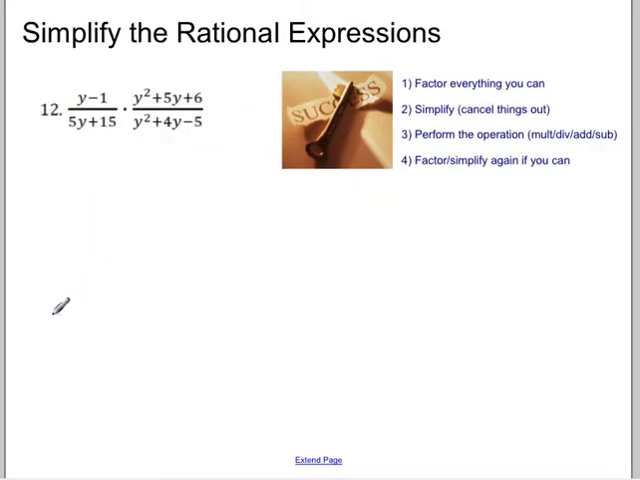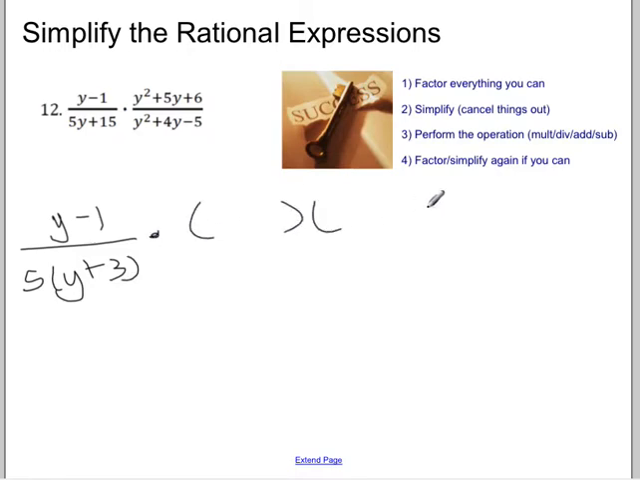Number 12. Once again, multiplying, so I can just keep it as is. I'm going to just factor all the pieces. So I'd have y minus 1, no factoring there. If I look at the denominator, I can factor out a 5. So y plus 3 times, factor my numerator, what multiplies to 6 but adds to 5? Well, 3 times 2 is 6, but it also adds to 5.